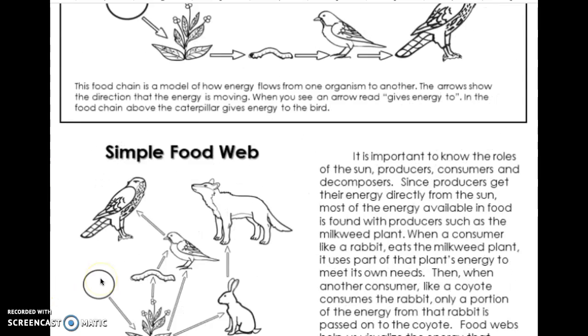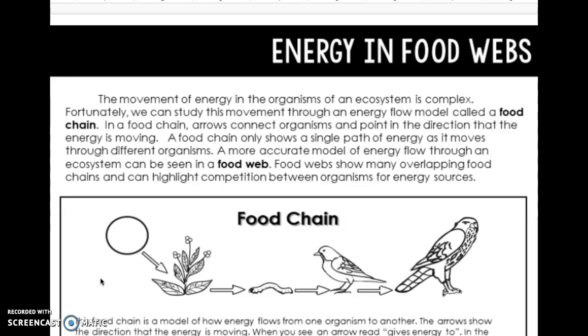Slide number 3. The movement of energy in the organisms of an ecosystem is complex. Fortunately, we can study this movement through an energy flow model called a food chain. In a food chain, arrows connect organisms and point in the direction that the energy is moving. A food chain only shows a single path of energy as it moves through different organisms.